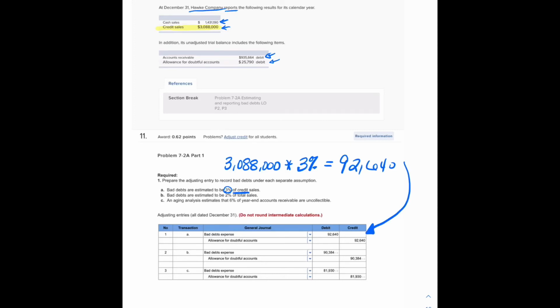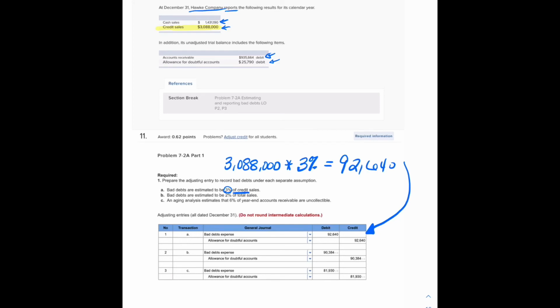We do not need to care what this balance is in allowance for doubtful accounts under an income statement method, because allowance for doubtful accounts is a contra asset that is found on the balance sheet. So it wouldn't make sense. So we just drop this straight in. So we debit bad debt expense just like we've been doing, and we credit the allowance for doubtful accounts for $92,640, and transaction A is done.